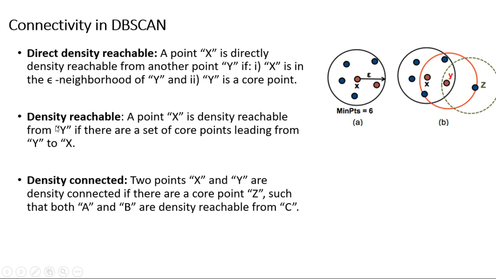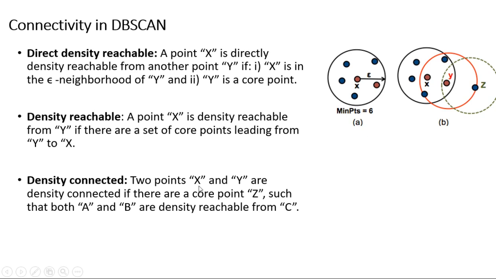The second type of connectivity is density reachable. Point X is density reachable from Y if there is a set of core points leading from Y to X. See this red circle. I will say X is density reachable from Y if there is a set of core points leading from Y to X. Now Y is a core point here for this red circle, and therefore it is density reachable.